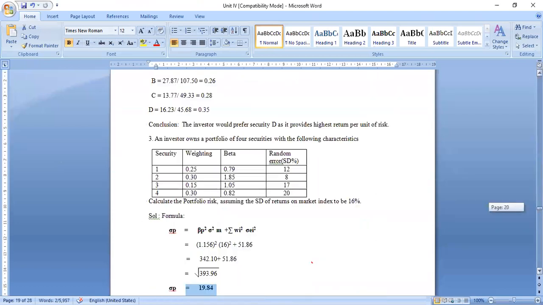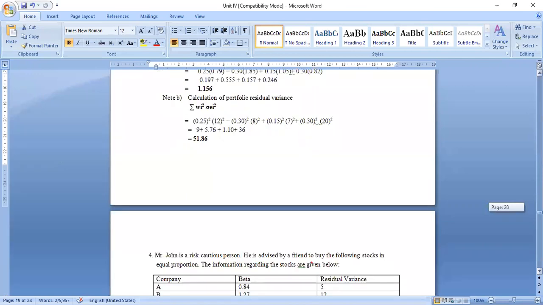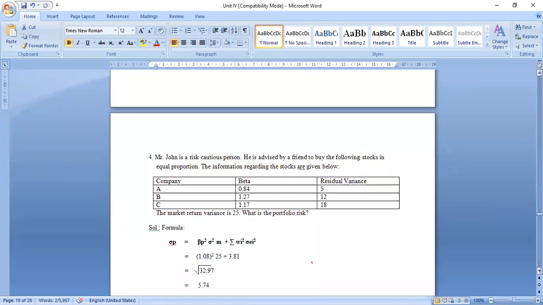I will move on to the fourth problem on the single index model. So the problem goes like this. Mr. John is a risk cautious person.